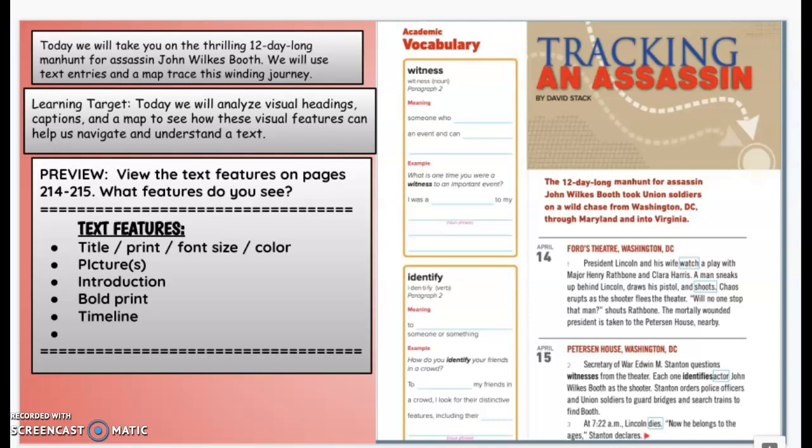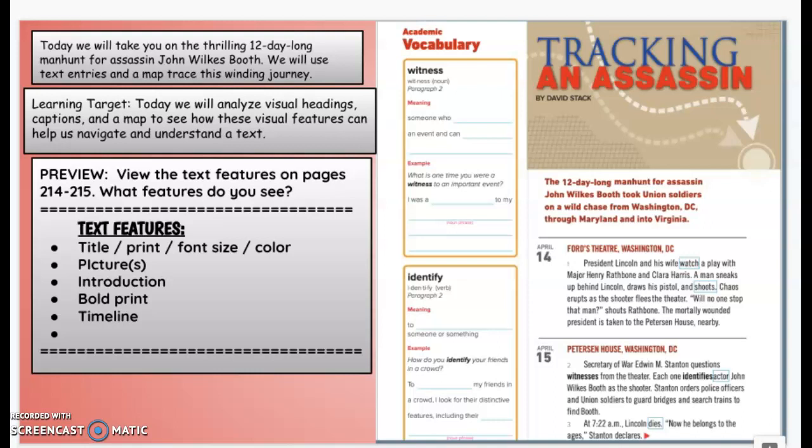And that's important because the red dashed lines show what the fugitive's trail is, and the blue dashed lines show what the Union soldiers' trail is. Again, we'll be able to navigate how far they traveled because we do also have a key with that information, how many miles or kilometers. Also, you'll notice there's captions, there's dates, there's a lot of information in this timeline or in this map.